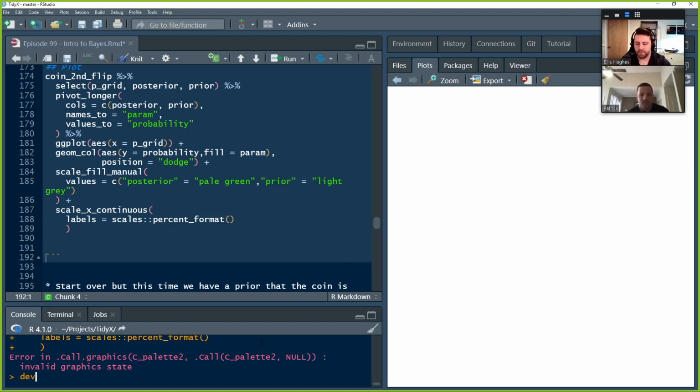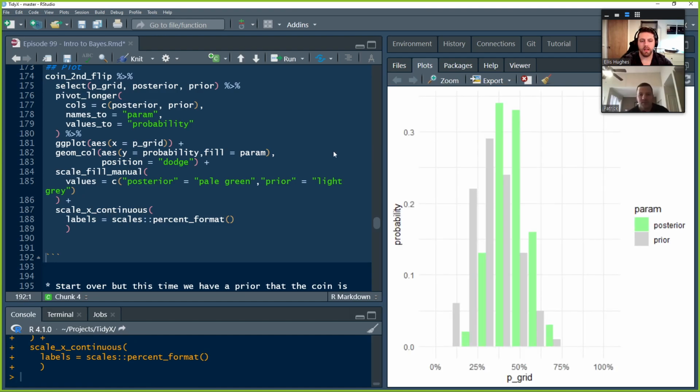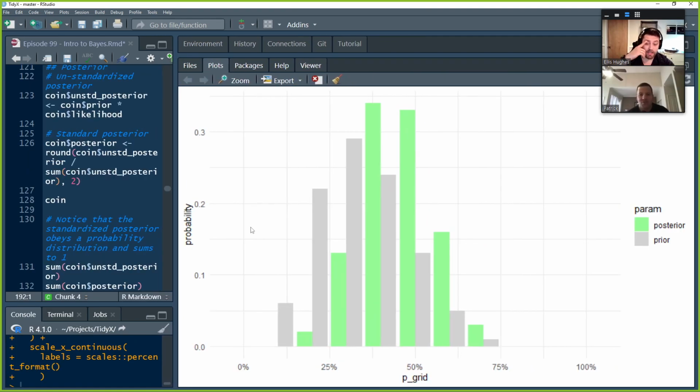Just for visual sakes, let me pull that over so that it's a little bit easier to see. Let's call dev.off because sometimes things get funky. There we go. So that's a cool plot.